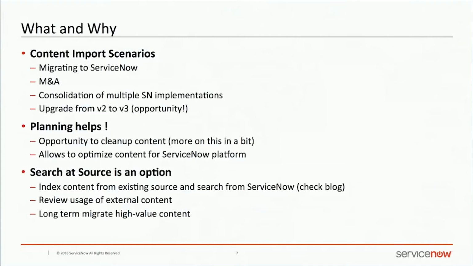If you are not planning to do a content import into a new system, search at source is an option. The idea would be that you index the content from the existing source and search from ServiceNow. We wrote a blog very recently about it on the community. You may want to check that out, how to do that. What you will typically do is review the use of that external content that you are indexing and bringing into your ServiceNow search. The idea that we would recommend is that in the long term, if there is high value content, bring it over. Then you are able to manage that content, the update of that content, and the ownership of the content in ServiceNow, leveraging the workflow and the capabilities that you will have within ServiceNow. So while you are searching at source, long term, you may want to migrate the high value content.